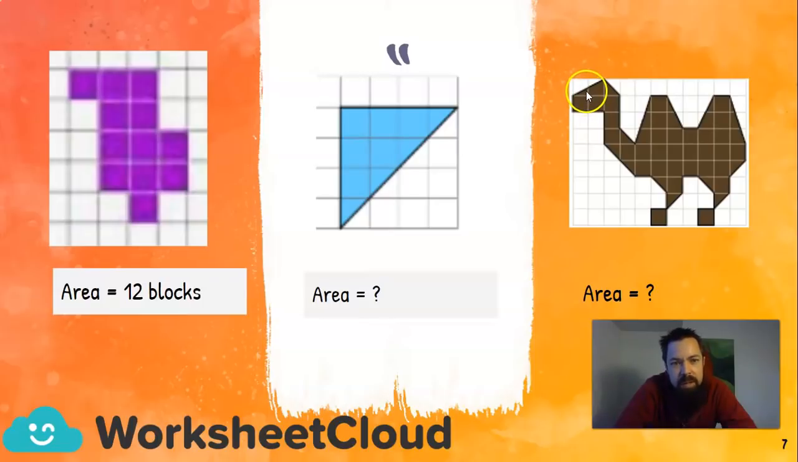But you might notice that if I took this piece and put it with this piece, that would be pretty much a whole block. And that's kind of what we do. We mix and match until we can make up as many whole blocks as we can. So we'll do a bit of this on the worksheet.